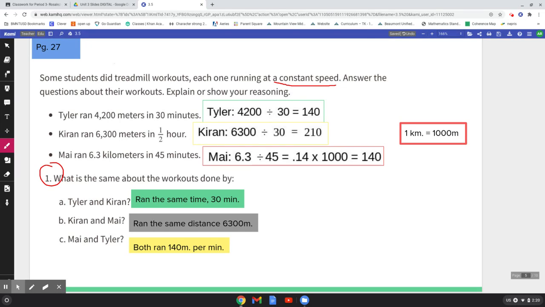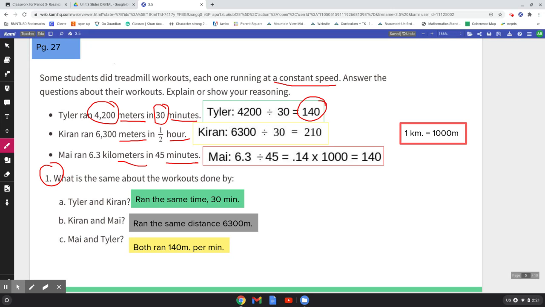So whenever you're doing these, you just need to make sure that if I'm dividing by meters and minutes, that they're in the same order. So notice how it's meters, then time, meters, and then time, right? So that's going to be important when you're dividing. So for Tyler, what you would do is 4,200 divided by 30, and you would get 140. So please write that down next to Tyler in your book.